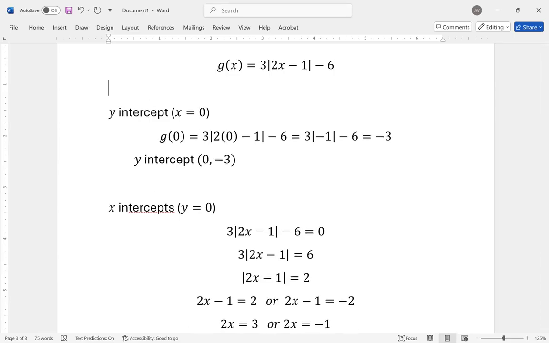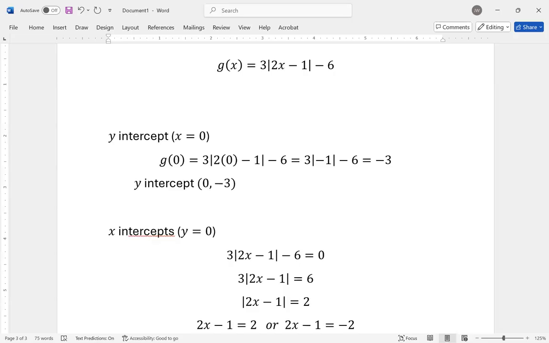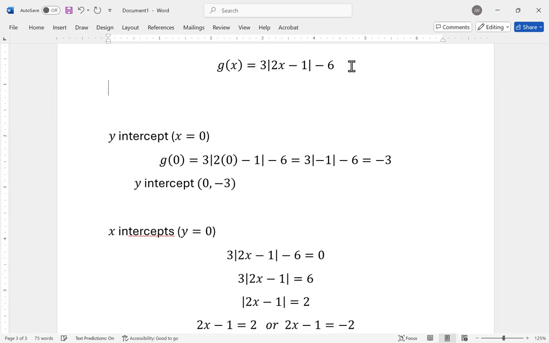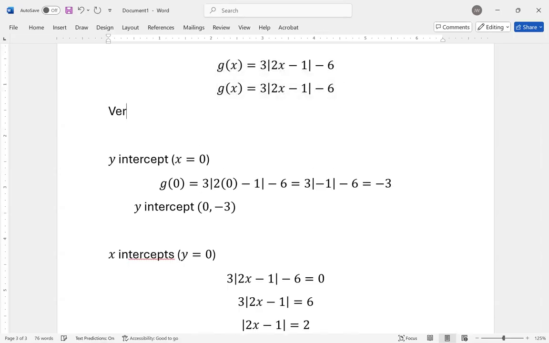Now, the secondary issue that we usually find, some people would say this is the primary one when you graph, is the vertex. In terms of the vertex, it's sometimes hard to see where the vertex should be if there's a lot of horizontal stretching or horizontal shifting going on. It turns out in this case, the vertex is at the point 0.5, comma, -6.